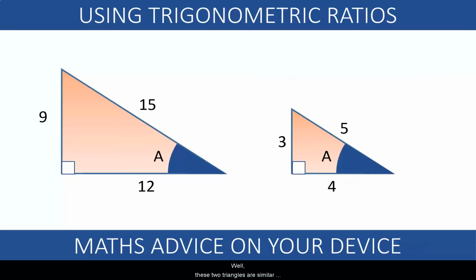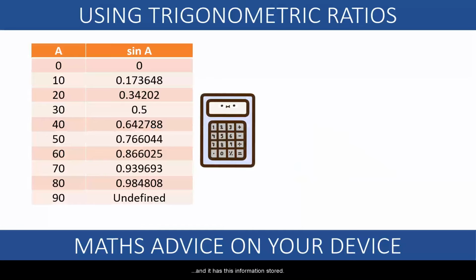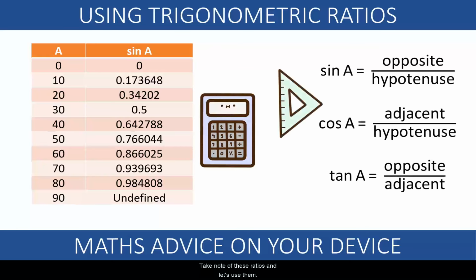Well, these two triangles are similar triangles, meaning that the sides are in the same proportion. Similar triangles have the same exact angles, and your calculator knows that. Your calculator has this information stored. So take note of these ratios and let's use them.